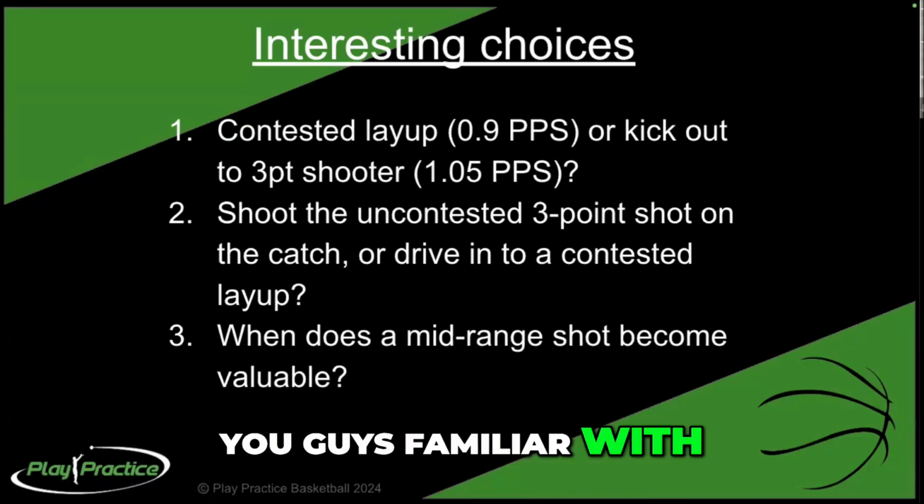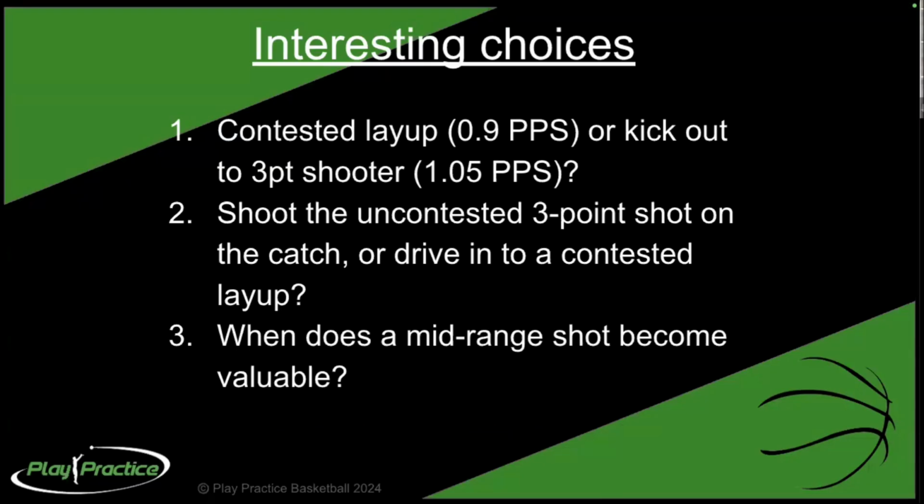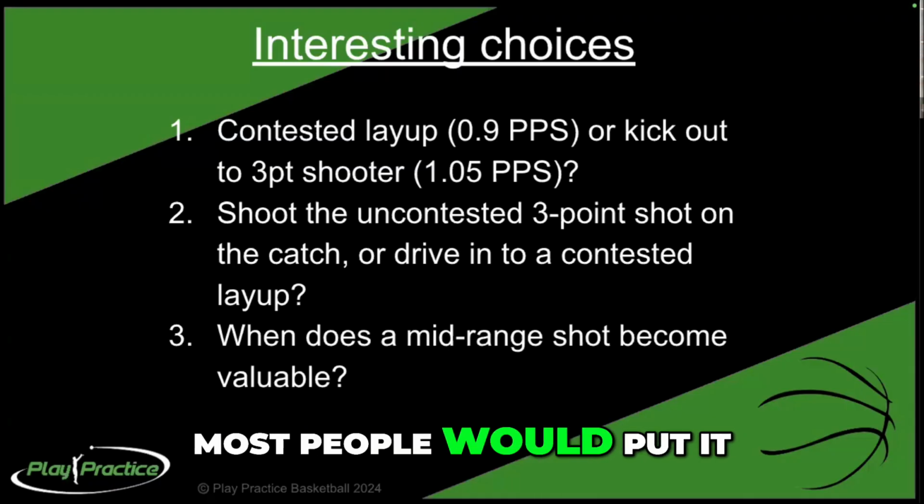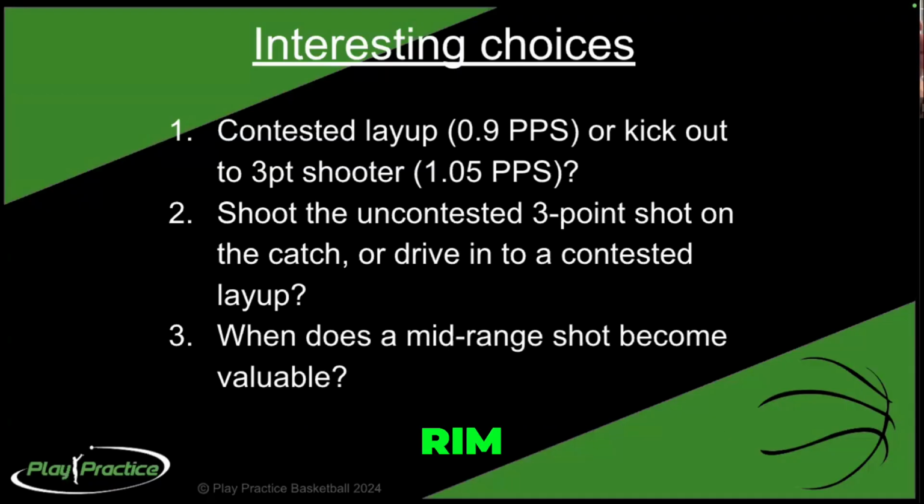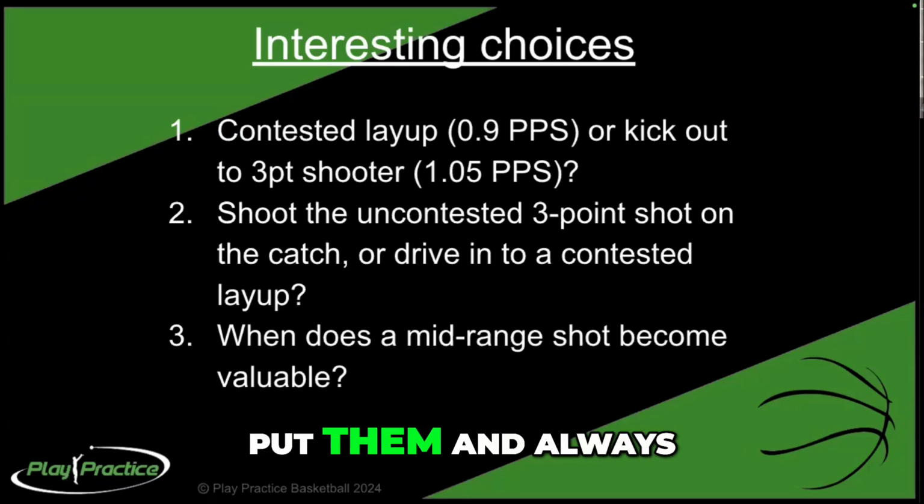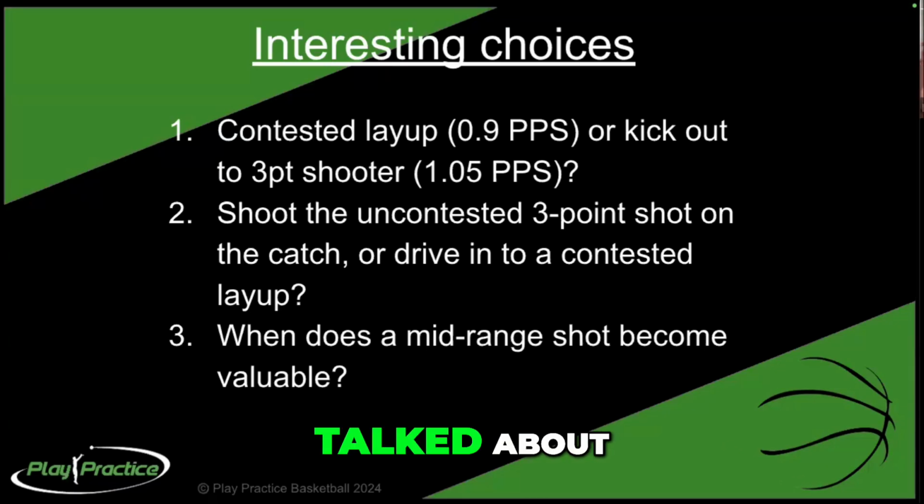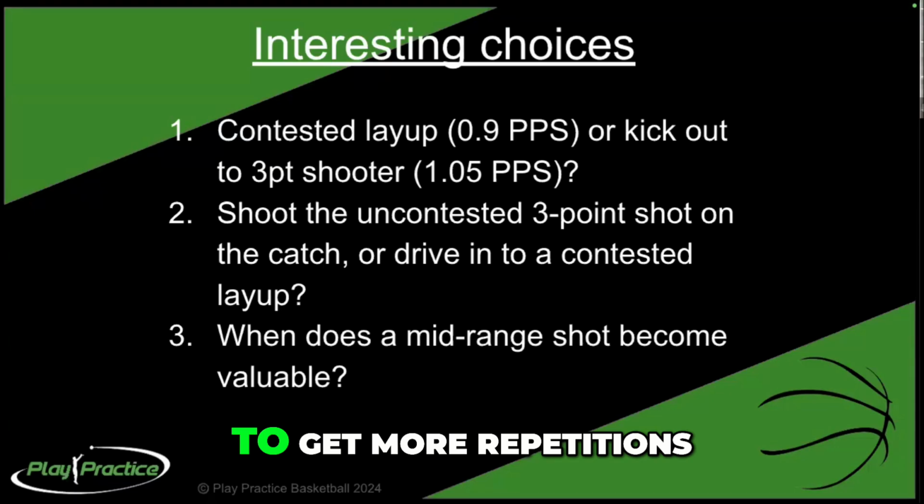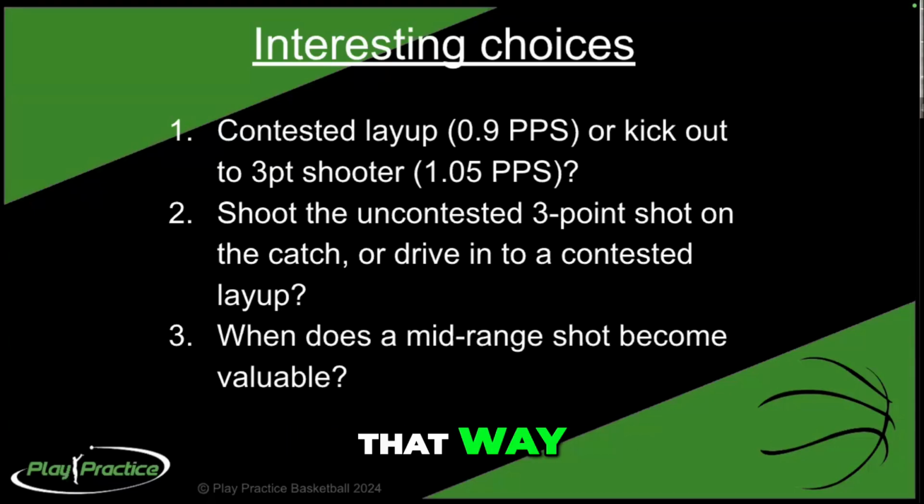So you guys familiar with the term three levels of scoring? It's a fairly common term to describe what I just said: being able to score at the three, score at the rim, score at the mid-range. Most people would put it three, mid-range, rim. I try to always speak about them in the order we just talked about, so the players start to get more repetitions of thinking of it that way.